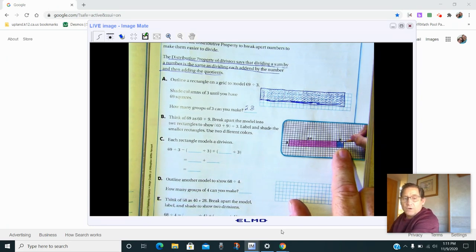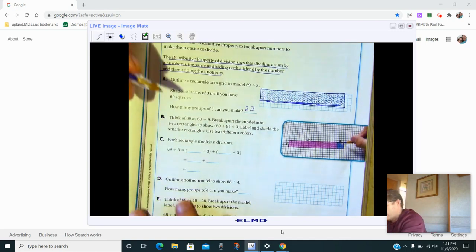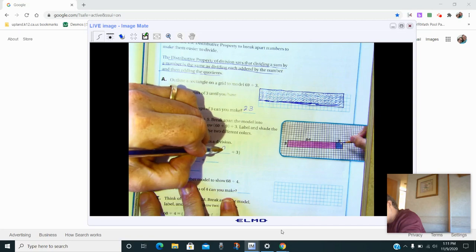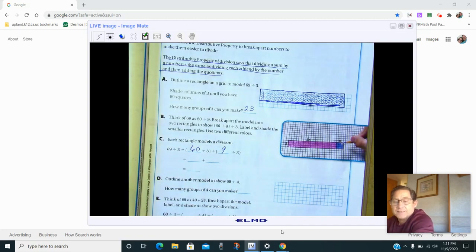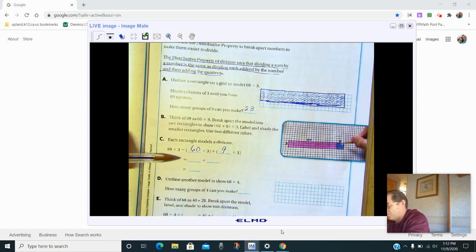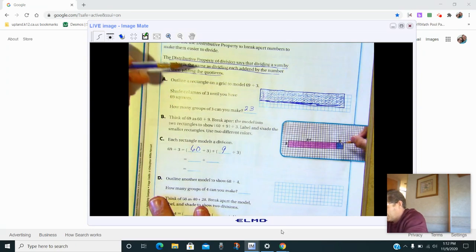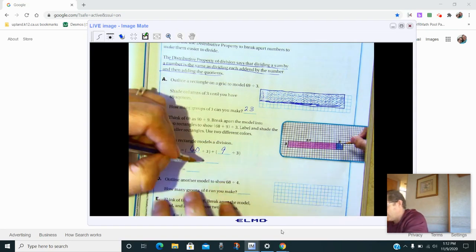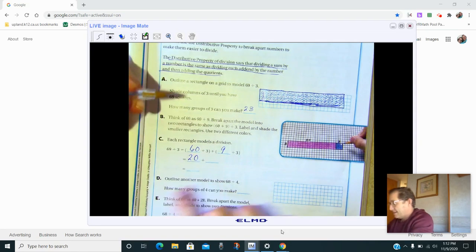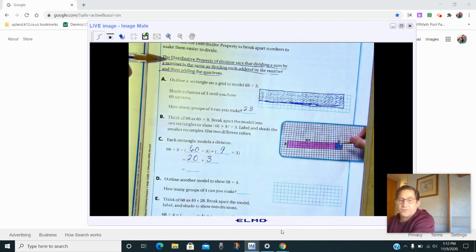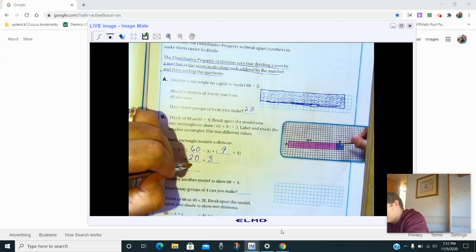So what does that mean as an equation or as a number sentence? 60 divided by 3. Well, that's 20. Okay, it took 20 rows of 3s to equal 60. 9 divided by 3, I needed 3 rows of 3. And 20 plus 3 is 23.